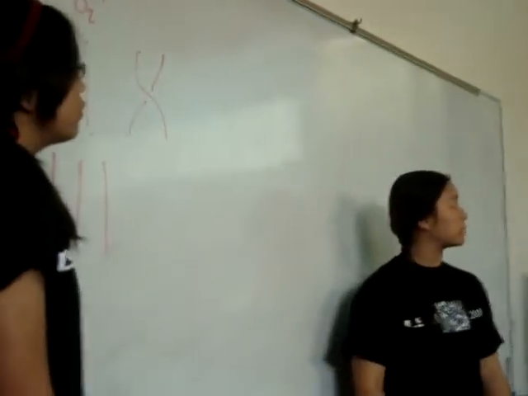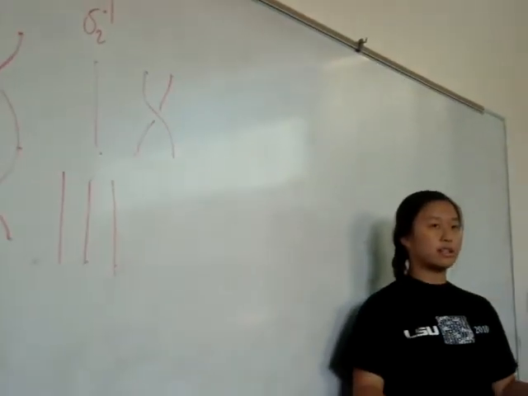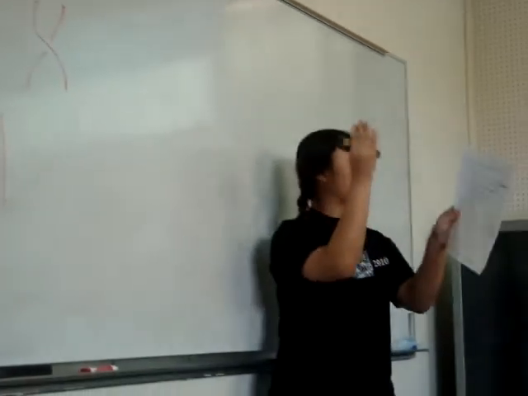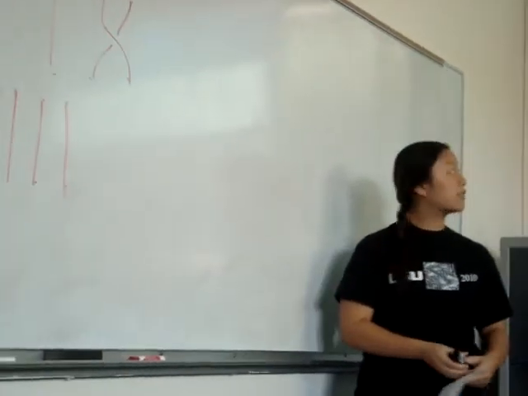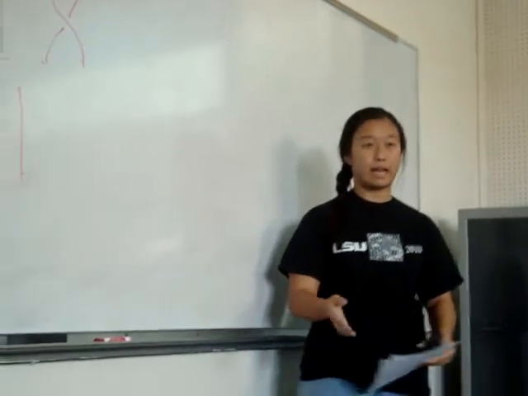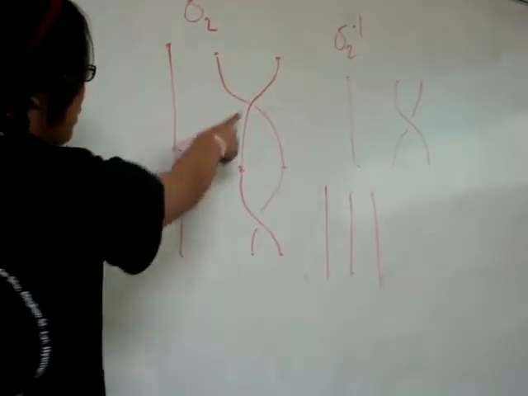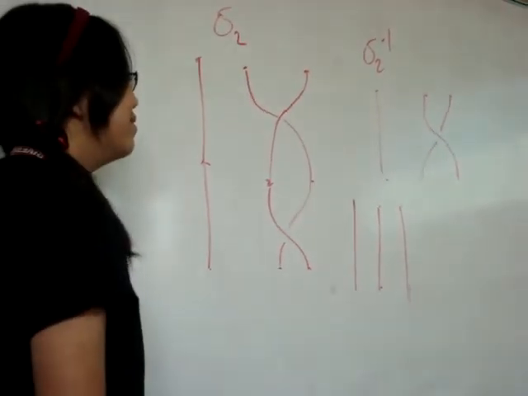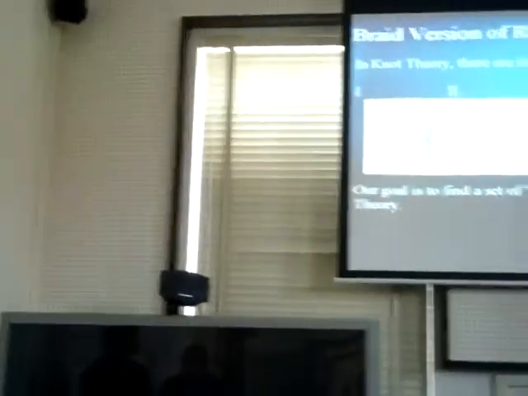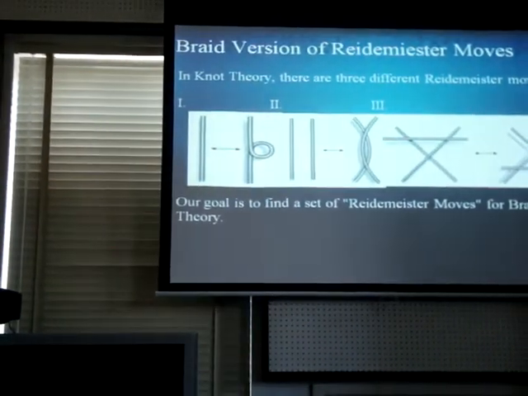Now the second Reidemeister move is where there are two strands, and one strand overlaps the other. If we look, there are two crossings there, and it would be sigma k times sigma k inverse. And as Annie showed, sigma k times sigma k inverse is equal to the trivial braid. So yes, the second Reidemeister move does apply in a similar manner to braid theory.